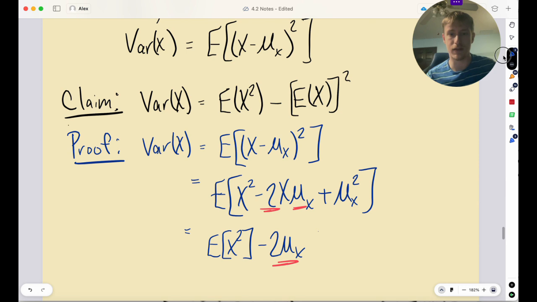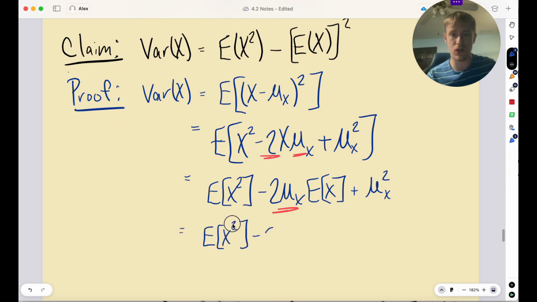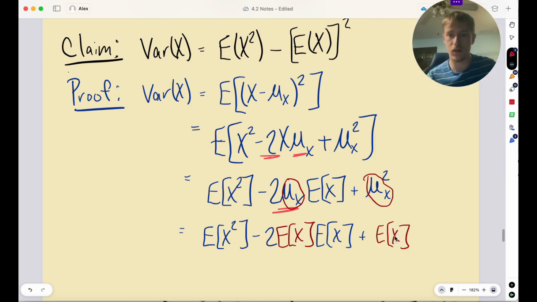So it's that times the expected value of x plus mu sub x squared. But wait a minute, isn't mu sub x the same thing as the expected value of x? So everywhere I see that, I'm just going to replace it. So this is minus 2 times the expected value of x times the expected value of x plus the expected value of x, squared.